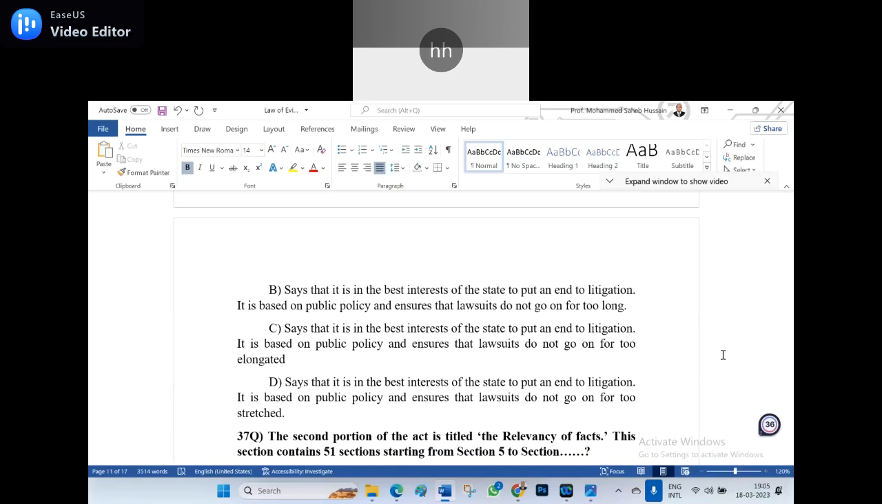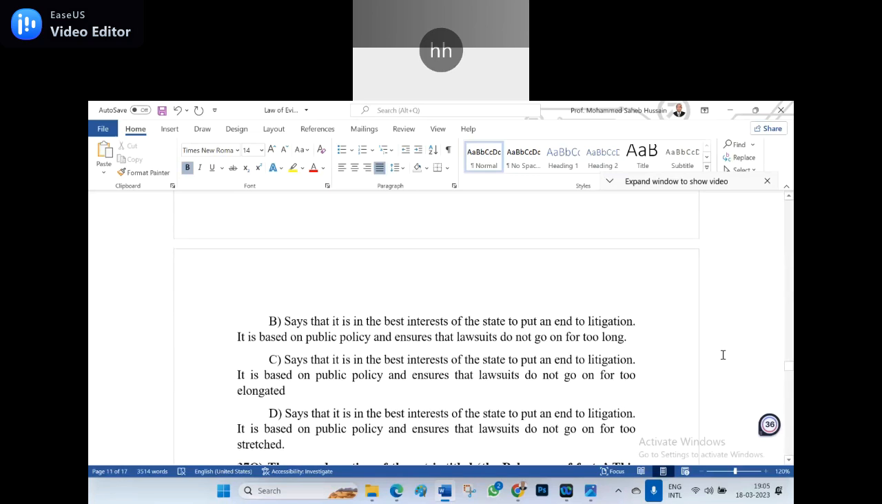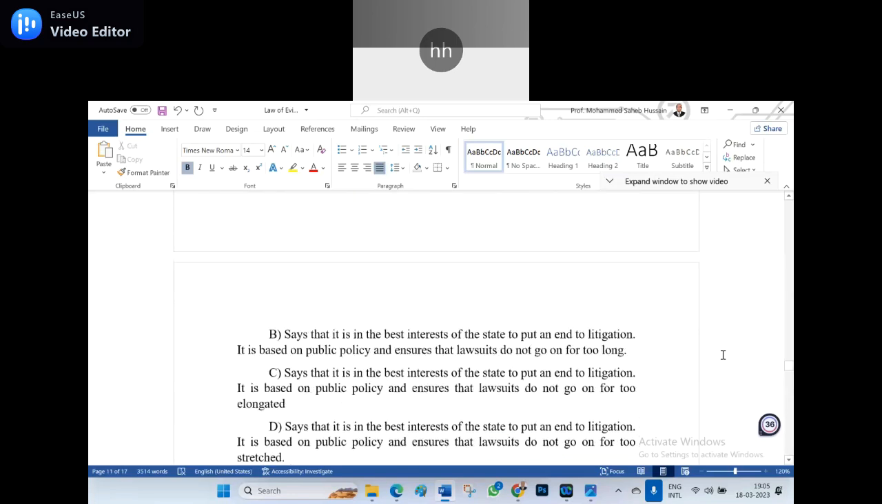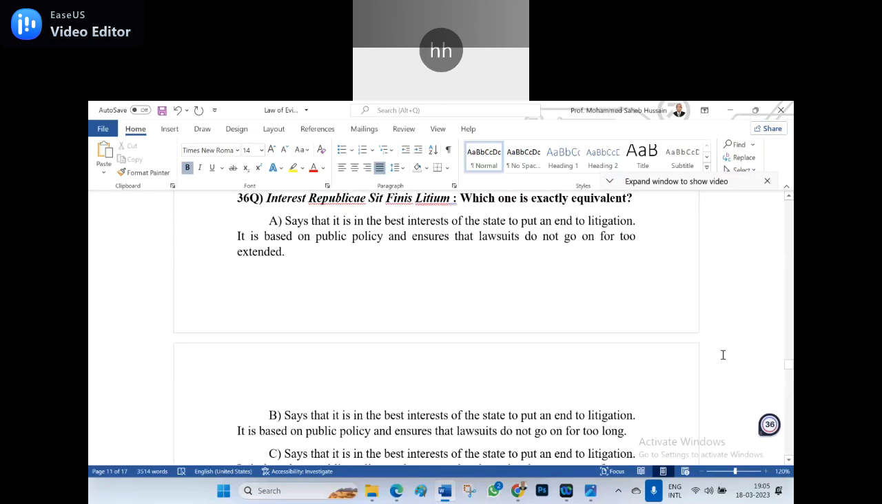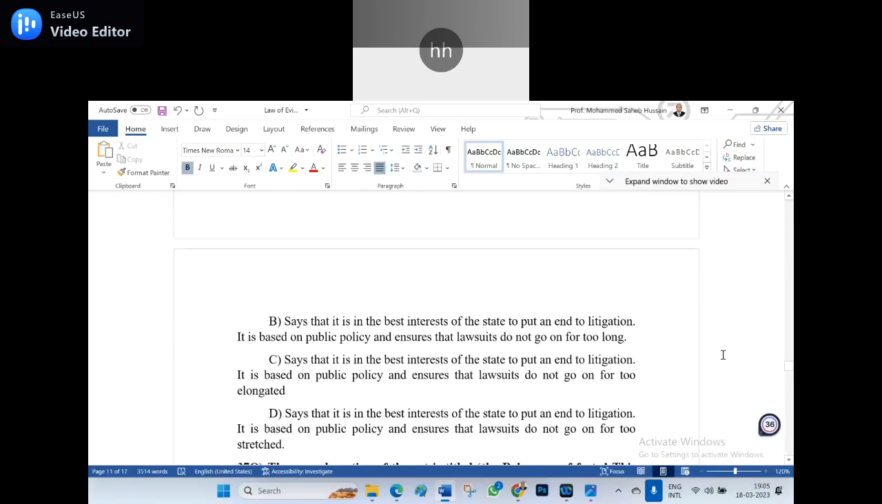It is based on the public policy and ensures that lawsuits don't go on too long. D says that it is in the best interest of the state to put an end to litigation. Option A, sir? Option A is wrong. Next option, B. B is the right answer.